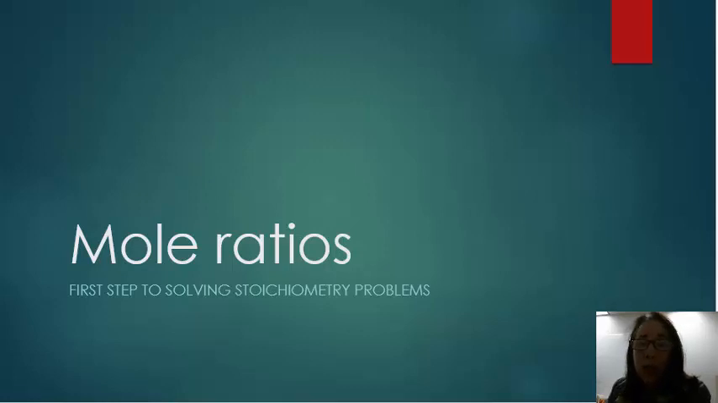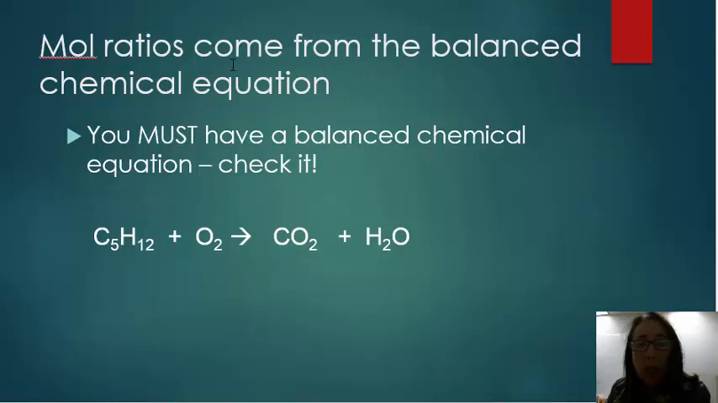Mol ratios are the key to solving stoichiometric problems. Mol ratios come from the balanced chemical equation. You must have a balanced chemical equation before you solve any stoichiometry problem. So whenever you're given a chemical equation and you're doing a stoichiometry problem, check it.